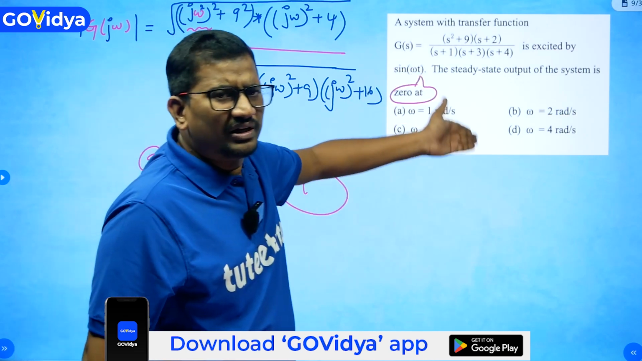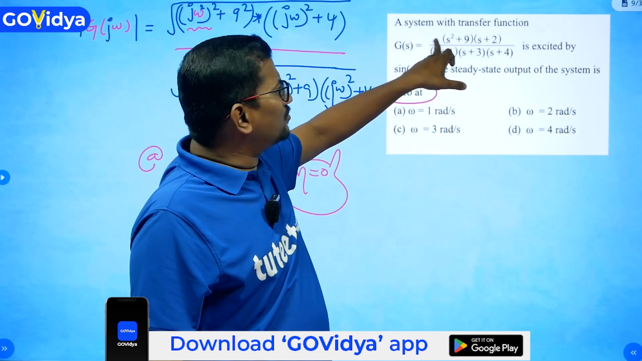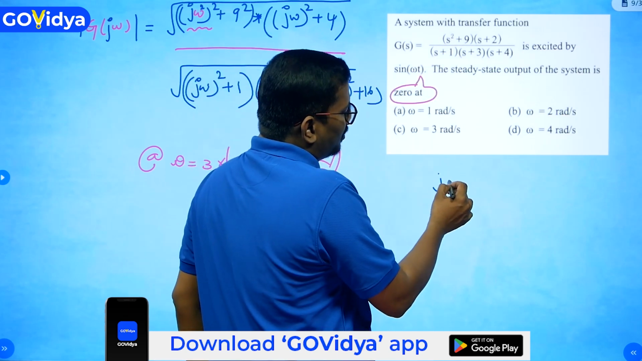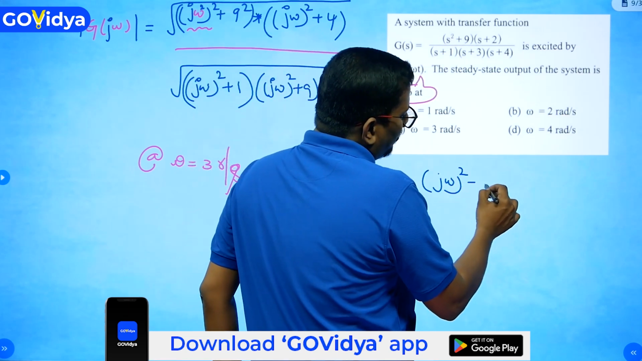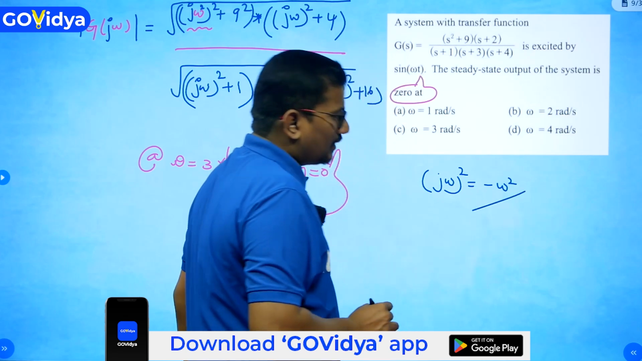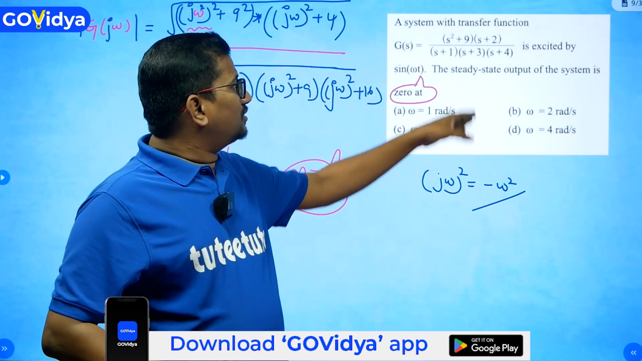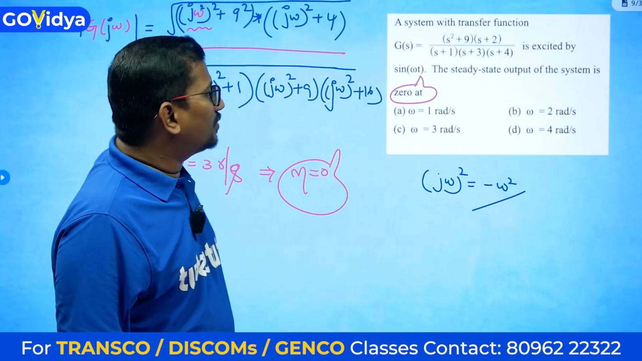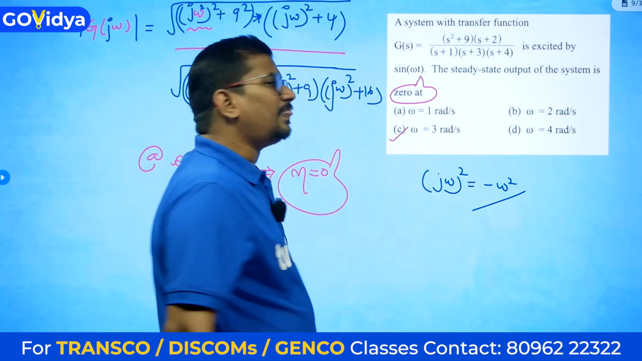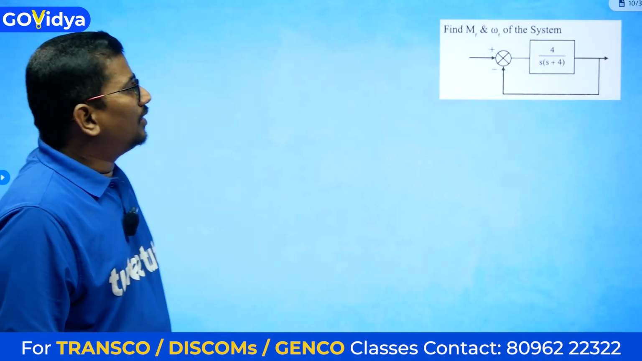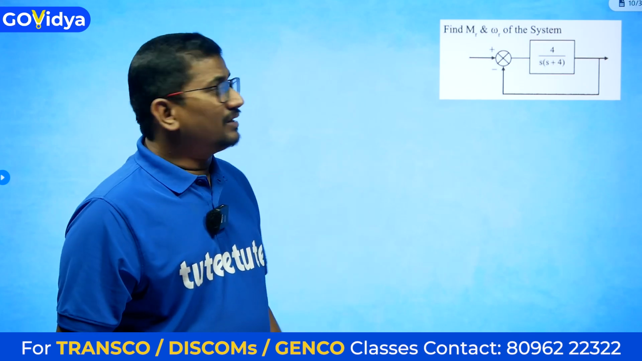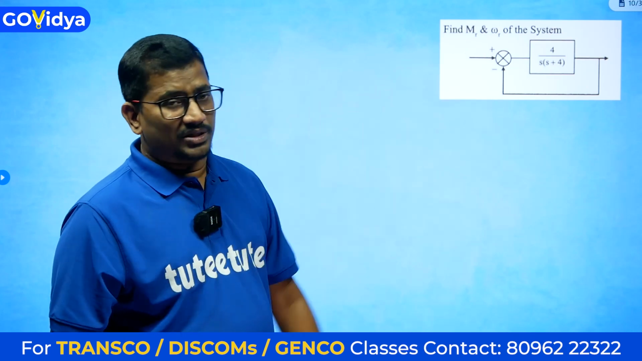From this question also you can directly put s = jω, giving minus ω², because (jω)² means minus ω². Put ω = 3 in this, so minus 9 plus 9, done, answer is over. So therefore what is your answer? C is correct.